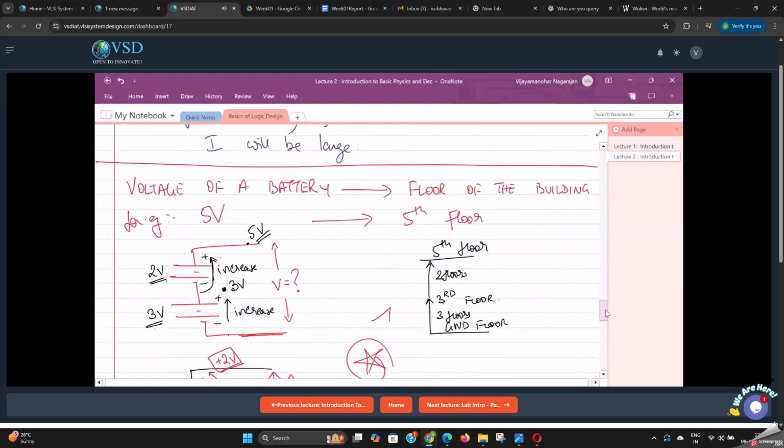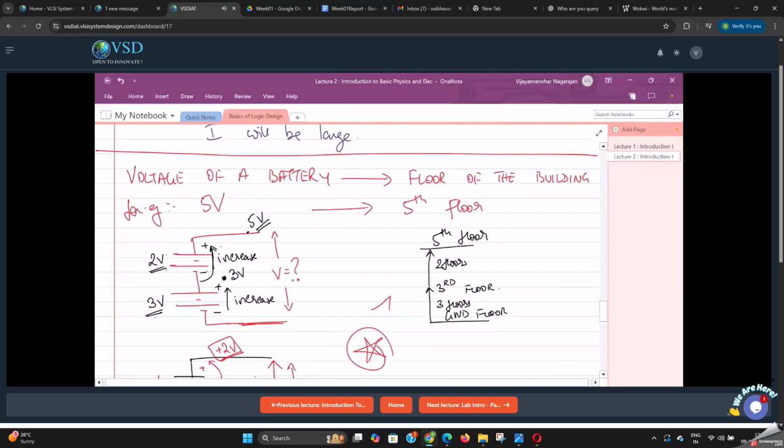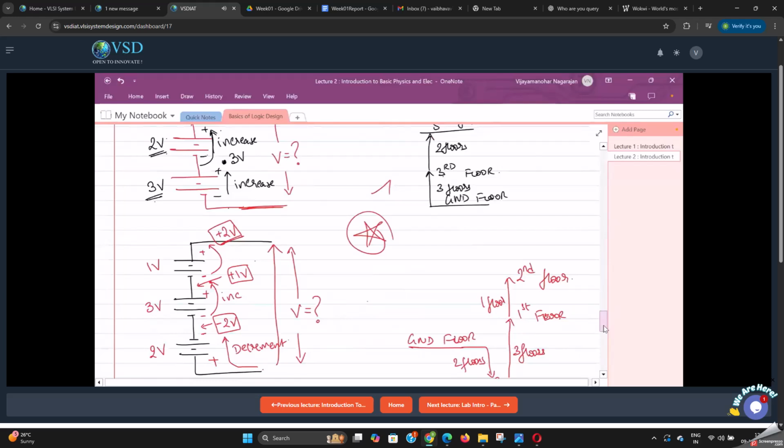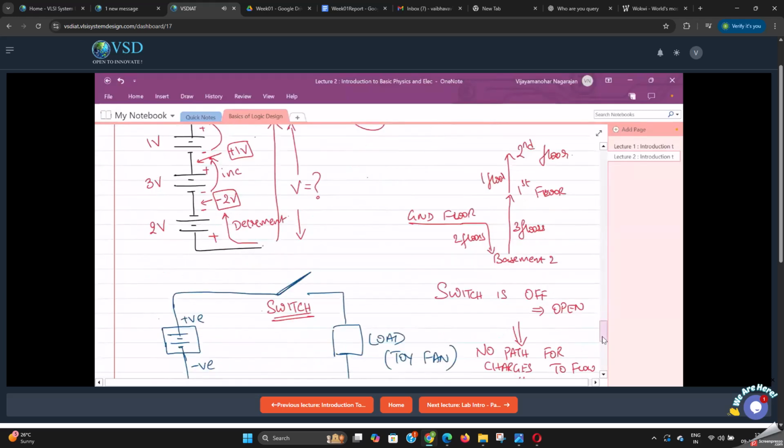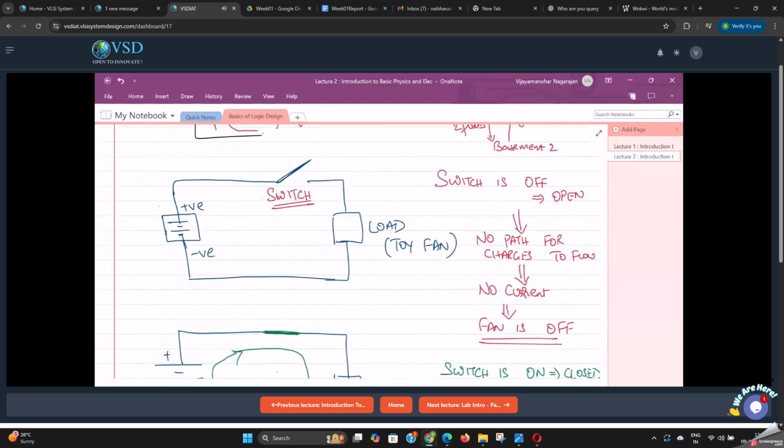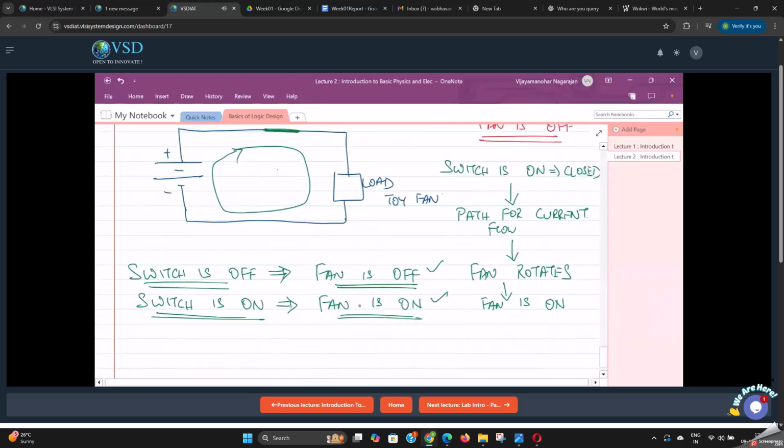And then we saw if multiple batteries are given, how to find the resulting voltage. We assume the voltage of the battery is like a floor of the building. If the battery voltage is increasing, it's like climbing up the building. If the voltage is decreasing, it is like coming down in the building. And based on that, we saw what is the net voltage. And last, we saw the application of a switch. The switch is used to turn on or turn off the load. So these are the things we saw in this lecture.